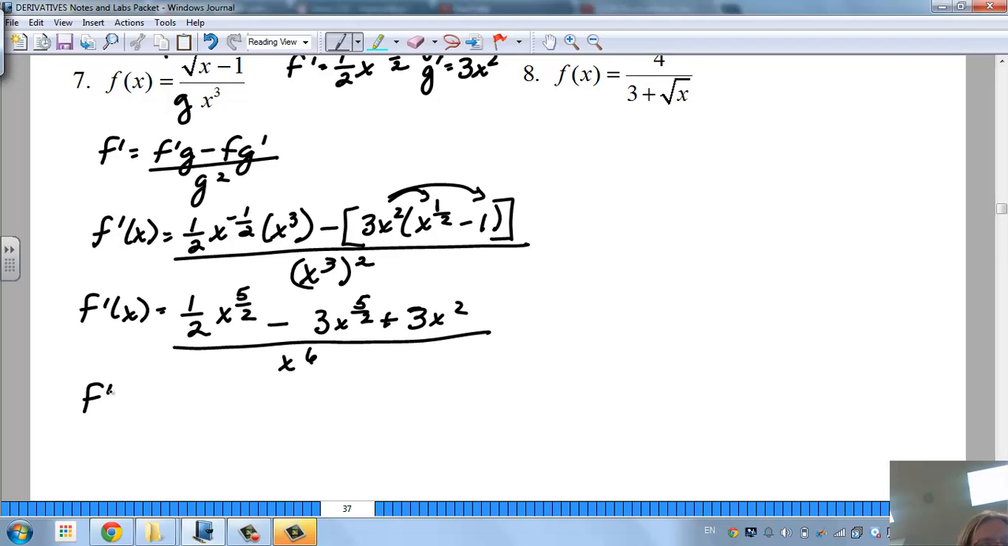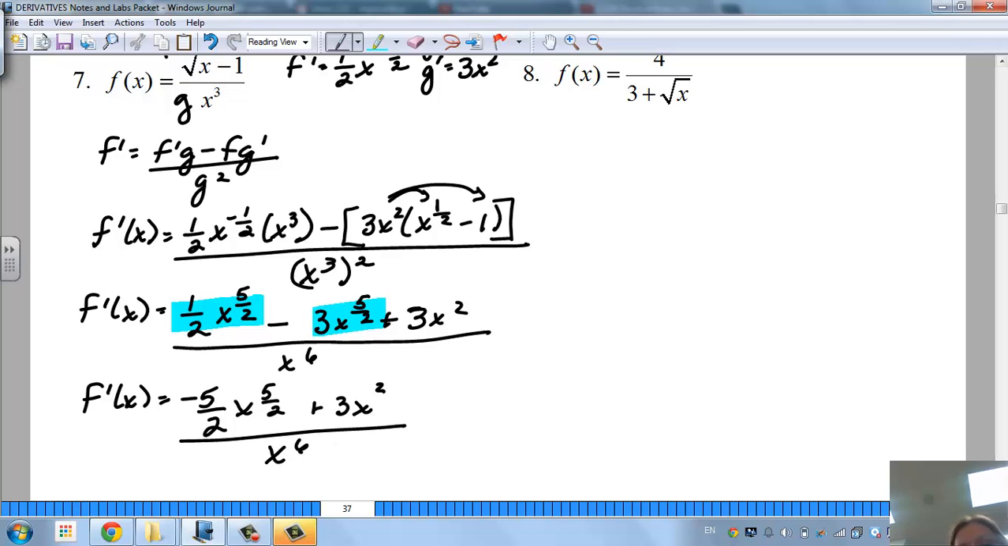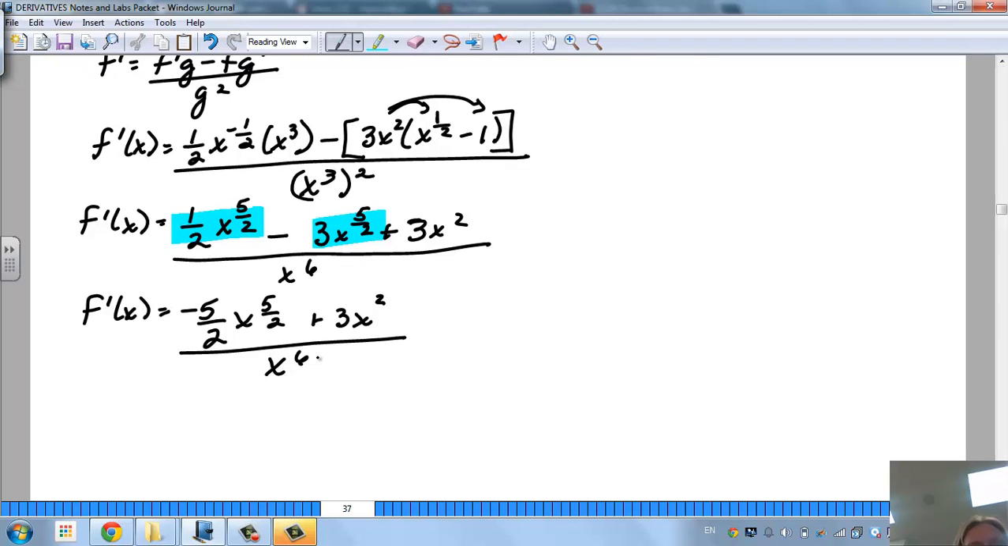So I have f prime of x. If I combine these two up here, I see how they combine. So I have a half minus 3. So this is 6 halves, negative, plus a half, so it's negative 5 halves. x to the 5 halves. Plus 3x squared all over x to the 6. Now, I look at it, I can divide both of those by x to the 6. So f prime of x is going to be negative 5 halves, and if I'm subtracting this, this would be 12 halves. So that's x to the negative 7 halves.